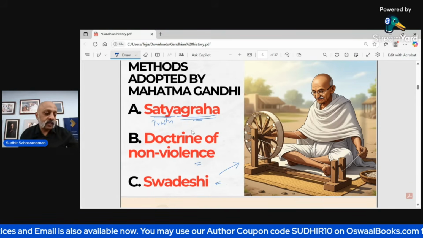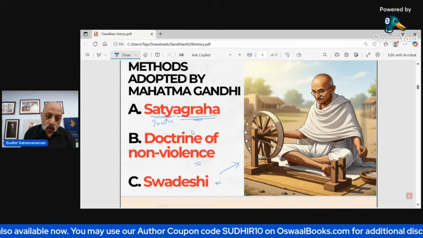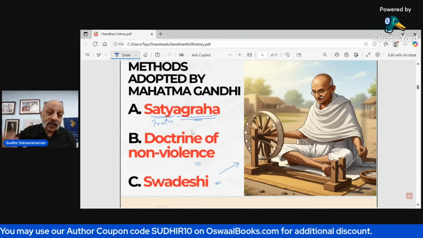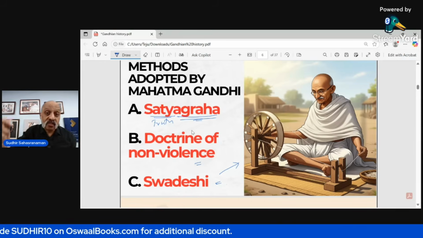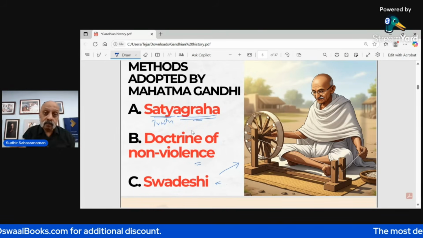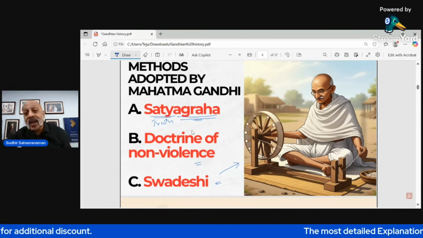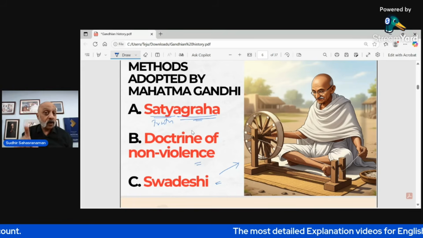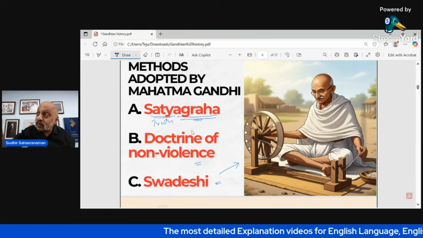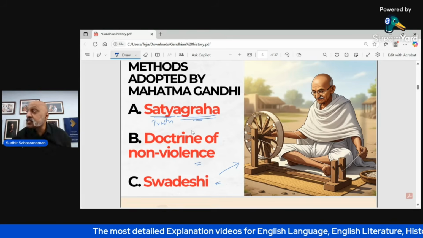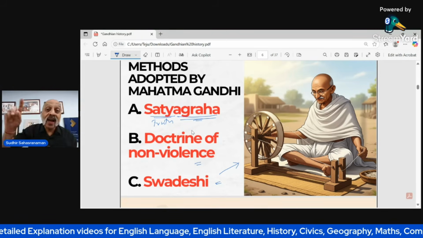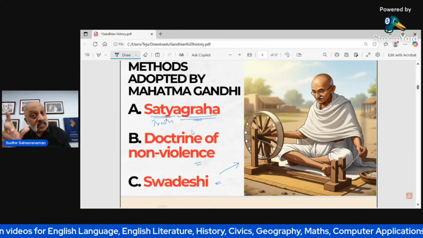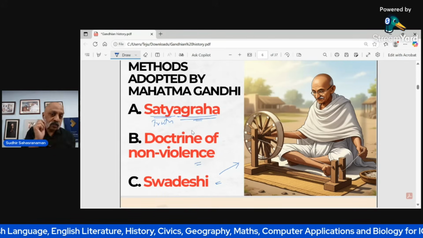The second one is the doctrine of non-violence, that you protest in a non-violent manner against the British system of exploitation. But it doesn't mean that you hate the entire British people. No, you don't. You are protesting against the injustice of the systems which have been followed by the British administrators. So there is a distinction that the Mahatma tried to make.